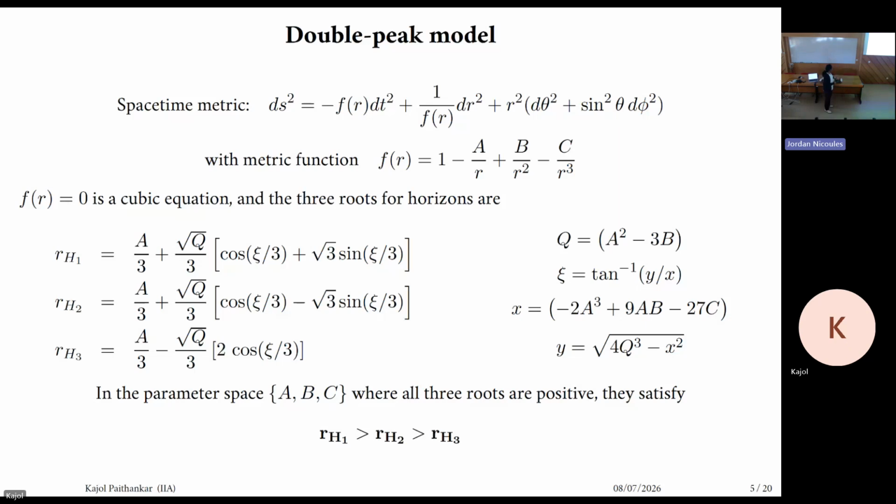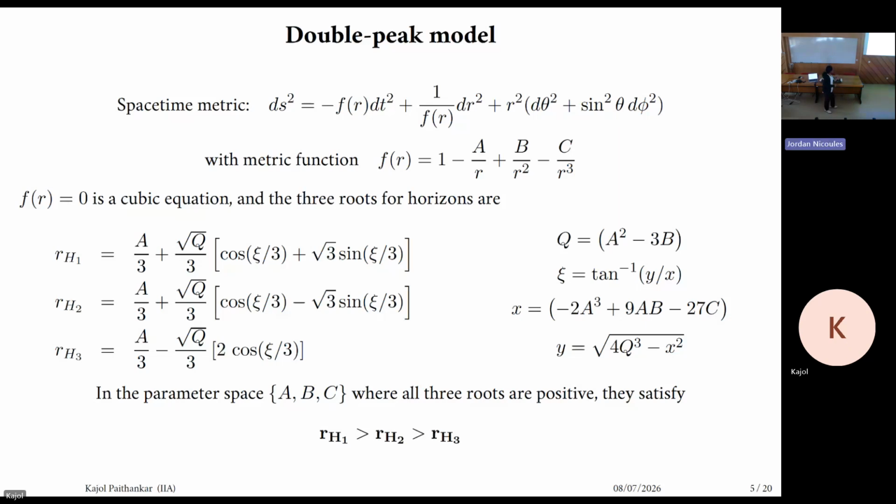When all the three roots are positive and real, so they make physical sense, they follow this kind of inequality. The event horizon is defined by the largest root, so here it's RH1. And in some parameter space, when two of them are complex conjugates and only one solution is real and positive, that is the solution that defines my horizon.